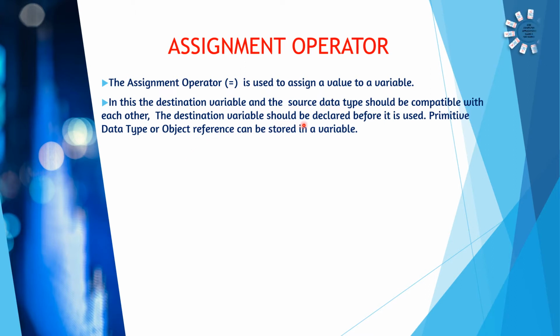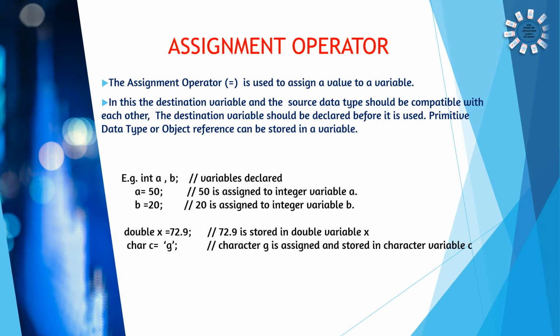The destination variable should be declared before it is used. For example, we cannot straightaway use A is equal to 5 or A is equal to 50.5. We have to declare the variable. That means int A or double A. We have to declare it before it is used. And a primitive data type or object reference can be stored in the variable. Here some examples are given. int A, B. Here we are declaring A and B as integer numbers and A is equal to 50. This line means we are storing 50 in the variable A, which is integer. And B is equal to 20 means 20 will be stored in the variable B.